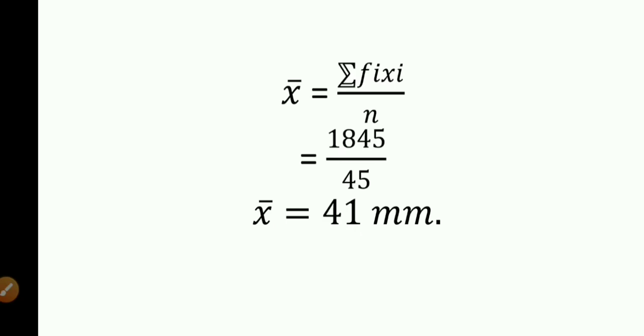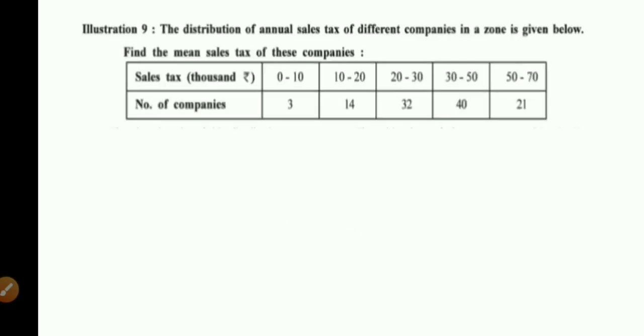Now we will see once again a sum based on the continuous distribution. Here the distribution of annual sales tax of different companies is given below. Find the mean sales. We have to find the mean of a continuous distribution.